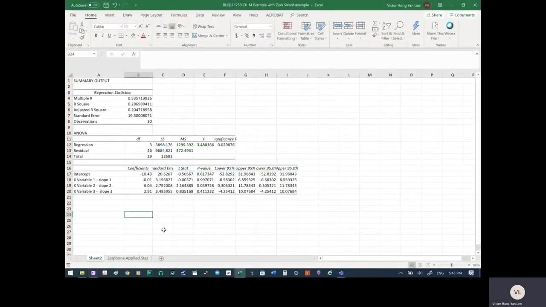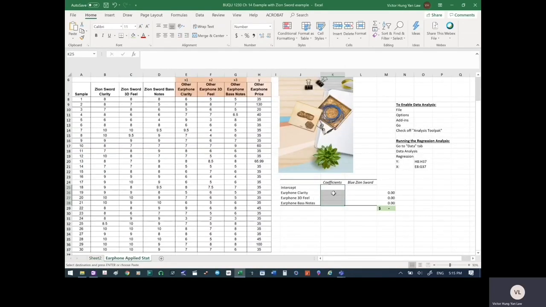So to find out the price for the SoundSword Blue earphone, we're going to first copy the coefficient onto the first page. So we're going to copy those coefficients here. And then next we need to find out the X1, X2, and X3 for the SoundSword Blue earphone. And how we're going to do that is we're going to use equal average.